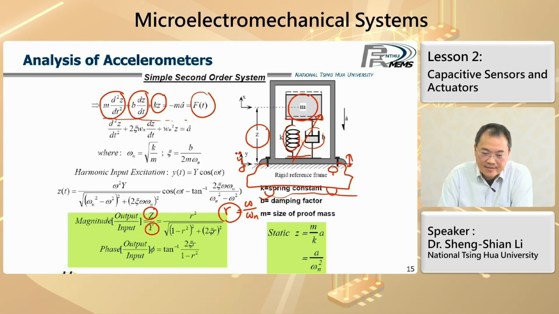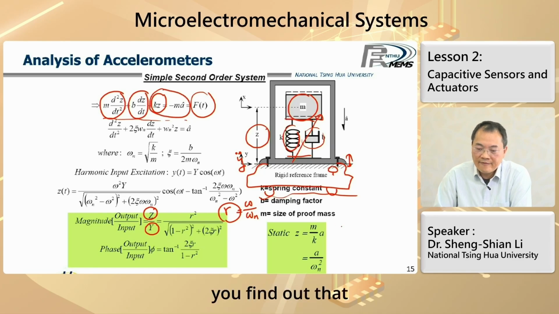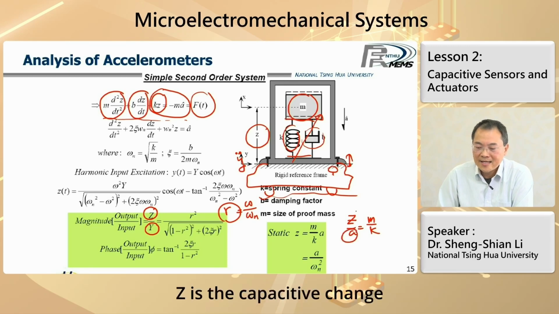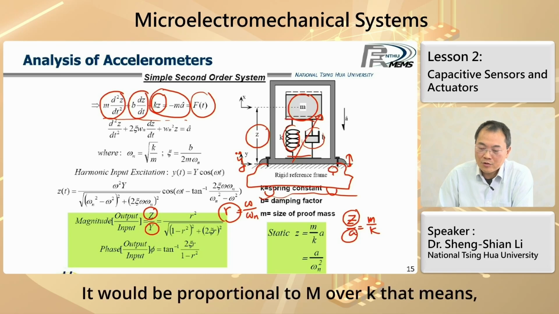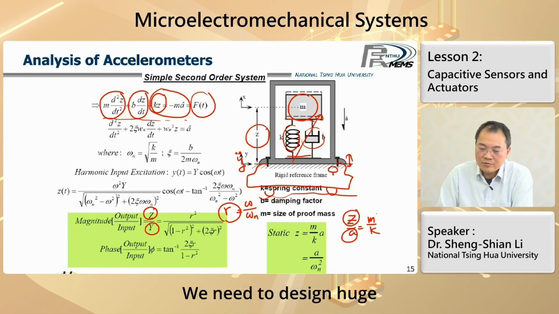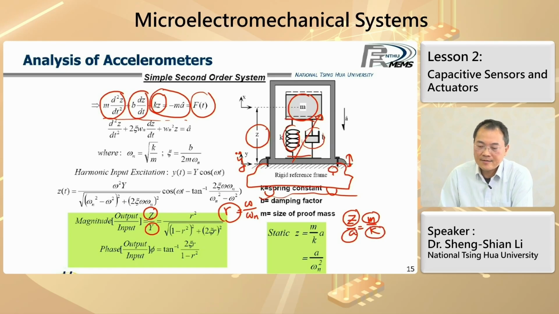Based on the static relationship, you find out that Z over A will be m over k. One more time, A is the acceleration we like to measure. Z is the capacitive gap change we like to get. It will be proportional to m over k. That means if we would like to enhance the sensitivity of the accelerometer, we need to design a huge proof mass and also a very soft spring.